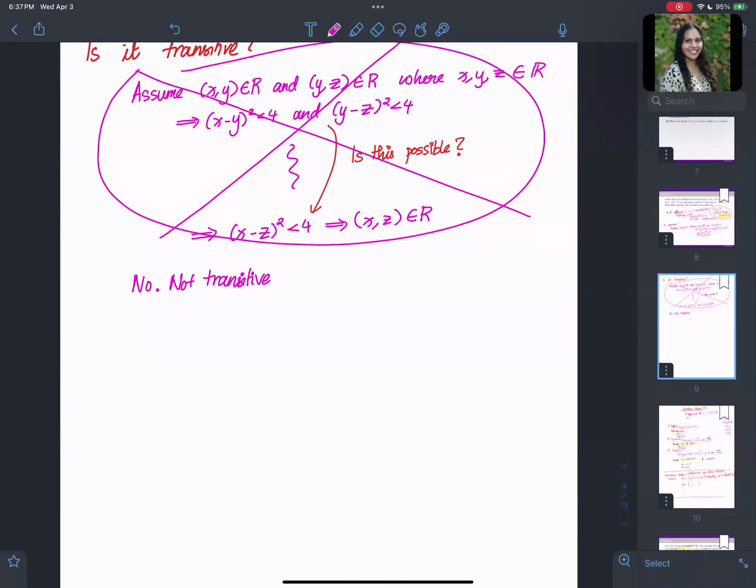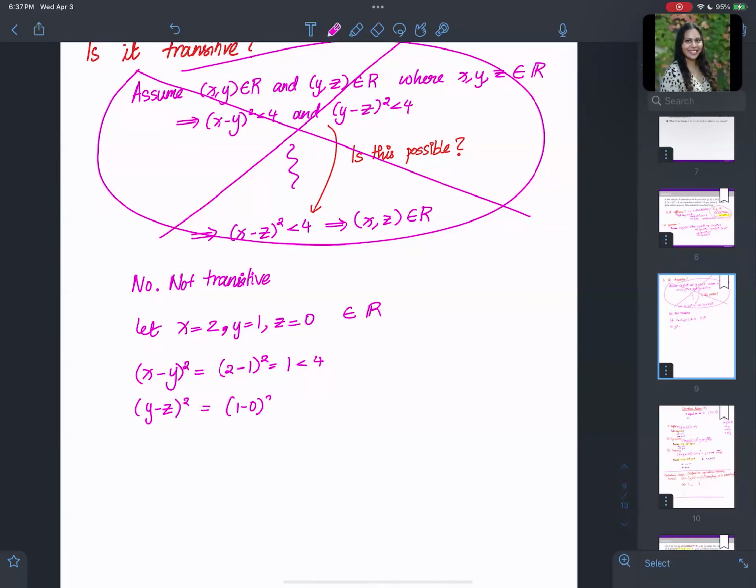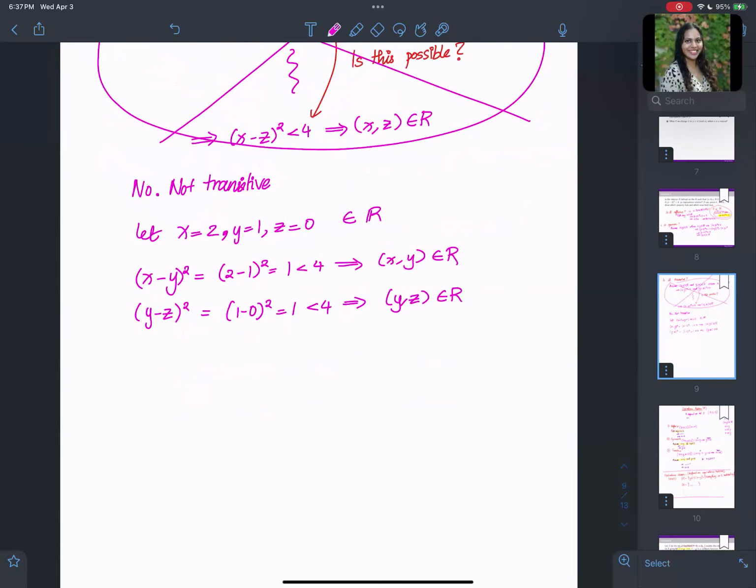So let me just choose the first one that was sent as the example and see if that works. Let X equals 2, Y equals 1, Z equals 0. They're all real numbers, great. X minus Y the whole squared equals 2 minus 1 the whole squared, which is 1, which is less than 4. Y minus Z the whole squared is equal to 1 minus 0 the whole squared, which is again 1, which is less than 4. So this means X is related to Y. This means Y is related to Z. Awesome. So we have X and Y related, Y and Z related.